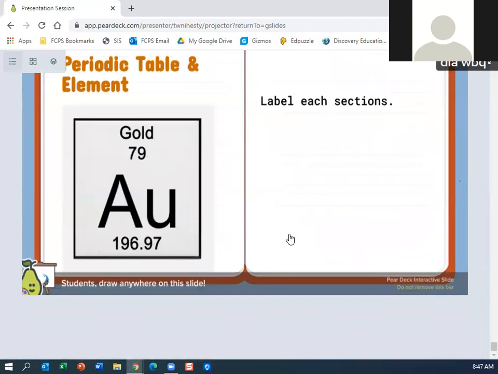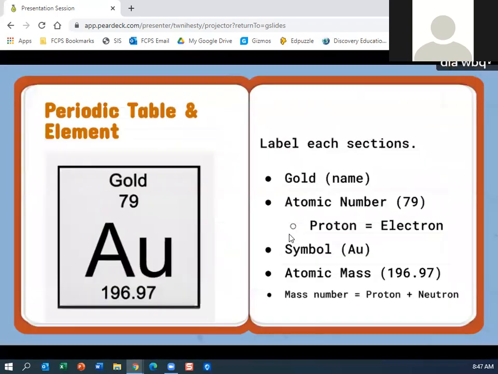But anyways, remember those things. Gold is basically the element name or whatever you want to call it. Atomic number is 79, but remember this: protons are the same as electrons, okay? Symbol, we have AU. Atomic mass is 196.97. And the mass number formula is on the bottom, so you guys can remember this for the test.